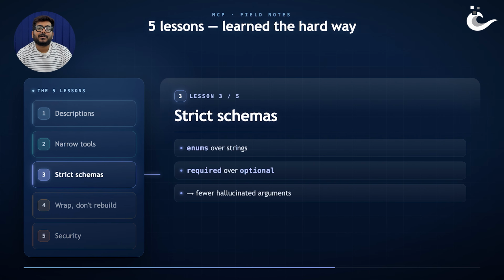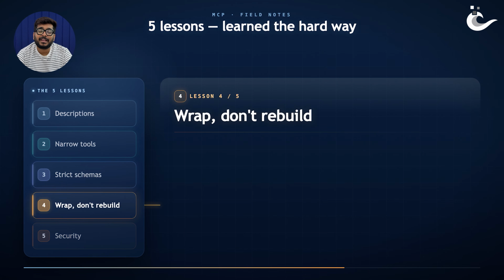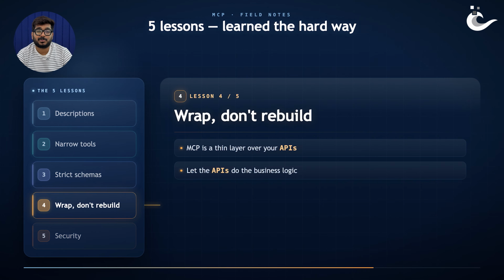Four: wrap, don't rebuild. An MCP server is a thin layer over your APIs. Let the APIs do the business logic. Just wrap MCP tools over them. So MCP is just a value addition to your existing business logic. Don't try to make new business logic using your MCP.